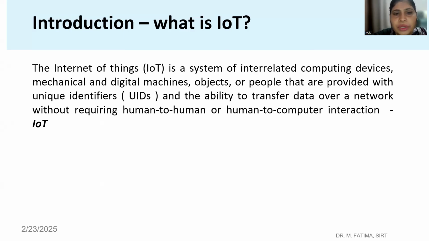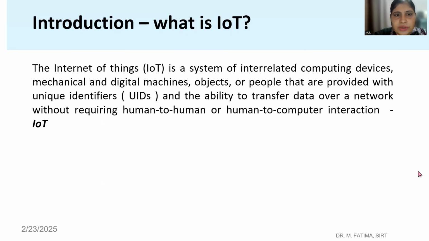A thing in the IoT can be a person with heart monitor implant, a farm animal with a biochip transponder, an automobile that has built-in sensors to alert the driver when tire pressure is low, or any other natural or man-made object that can be assigned an IP address and is able to transfer the data over the network. So IoT is a sensor network of billions of smart devices that connect people, systems, and other applications to collect and share the data.